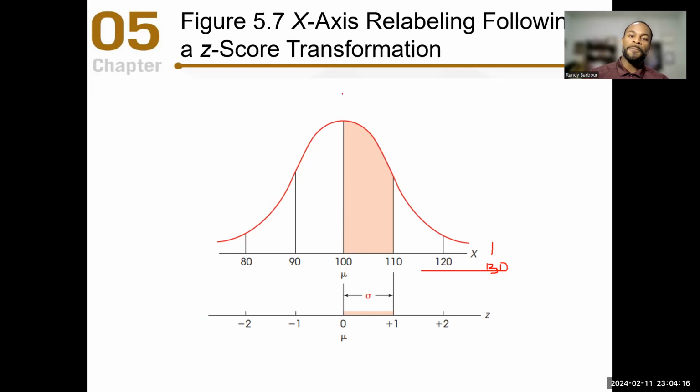Again, we transform our actual score to a Z-score. Let's do this really quickly. Say my actual score, my X value, is 100.